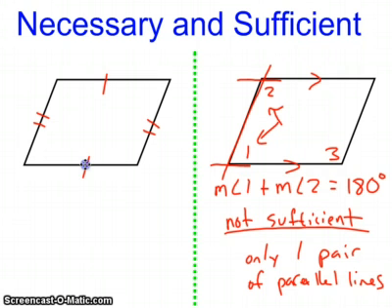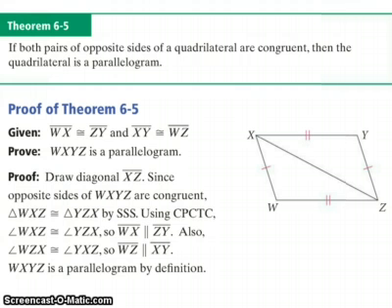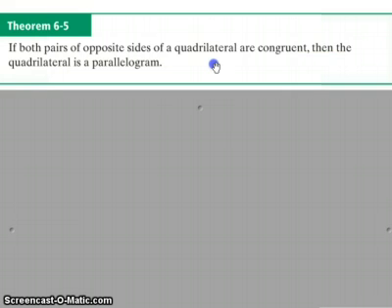But what I want to focus on is the theorem 6.5, which deals with this side over on the left, that opposite sides are congruent. That is sufficient to prove that it's a parallelogram. So I want to look at the proof of this. Okay, first we'll start with the theorem.